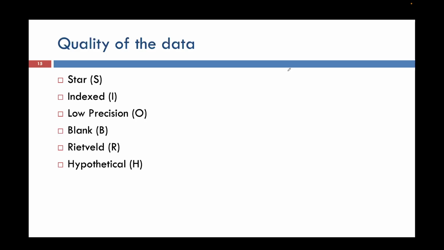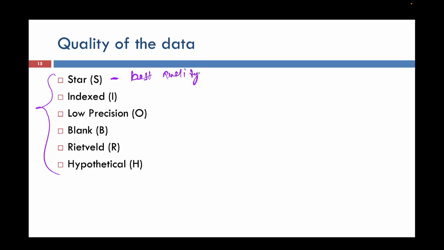Then how do I determine the quality of the data that I want? There are different quality marks: star, indexed, low precision, blank, Rietveld, and hypothetical. These are the qualities of data that we want our sample to match with. What do we mean by star? This is the best quality data.